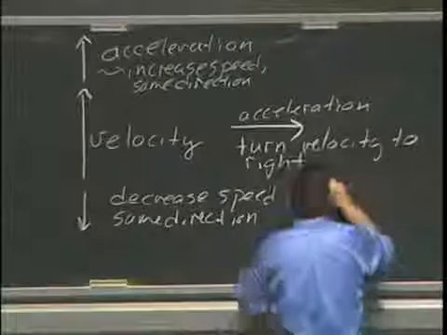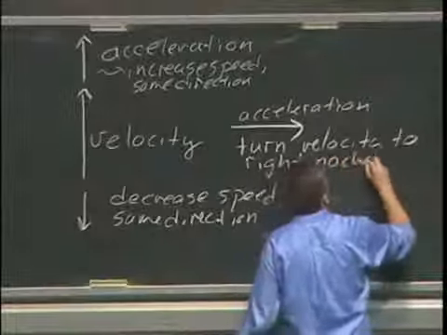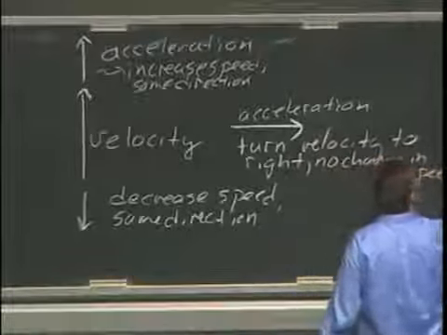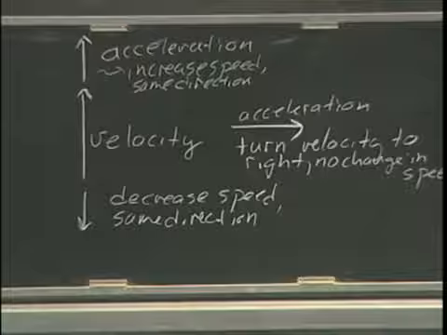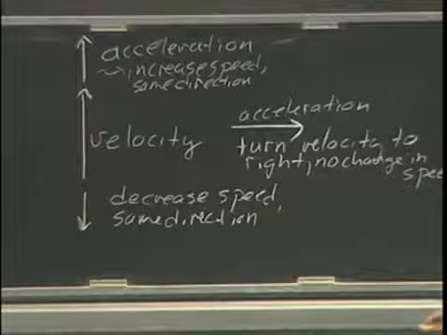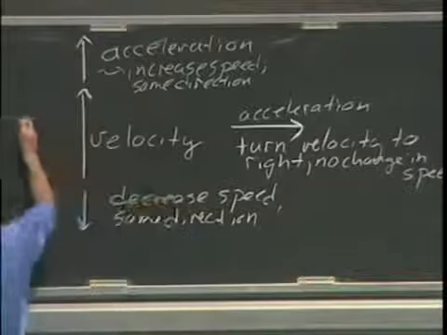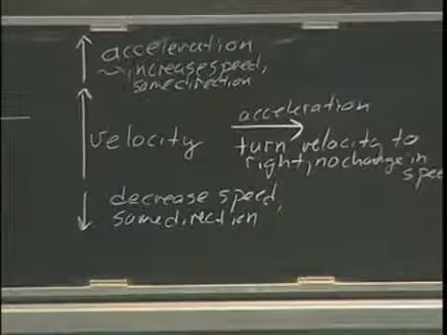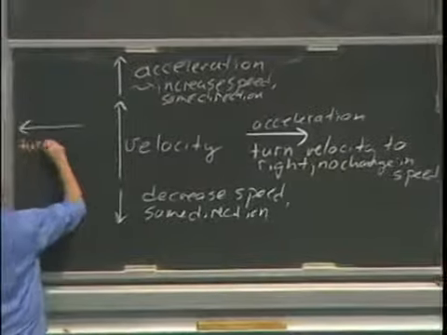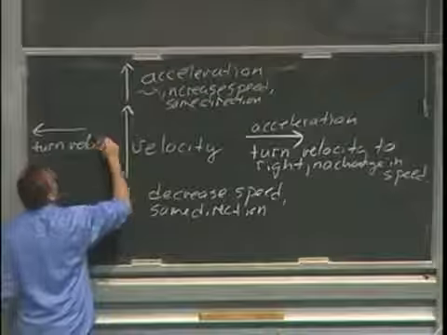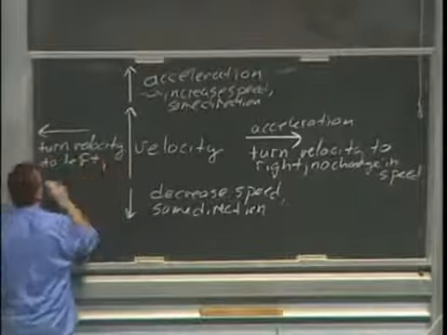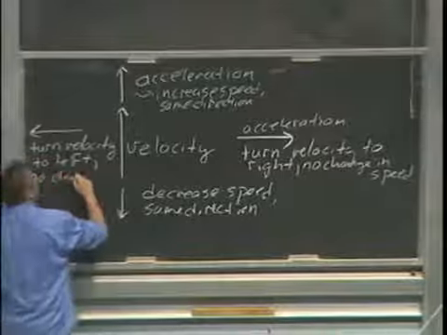Okay, but there would be no change in the speed. So this would not change the magnitude of that velocity vector. Okay? It would only change the direction of it. And likewise, if the acceleration were going off to the left like this, that acceleration would turn the velocity to the left, and there'd be no change in the speed.